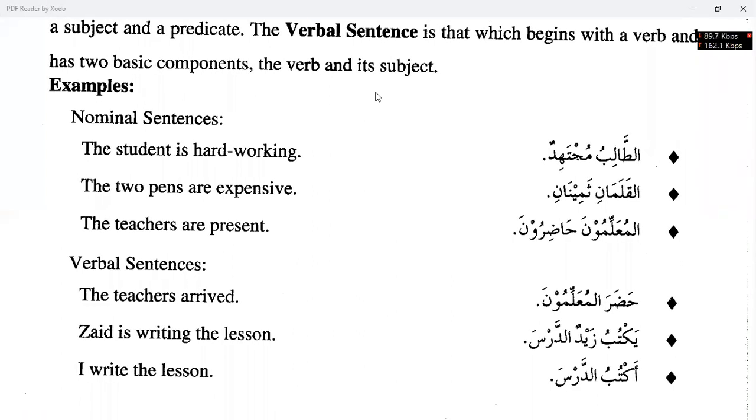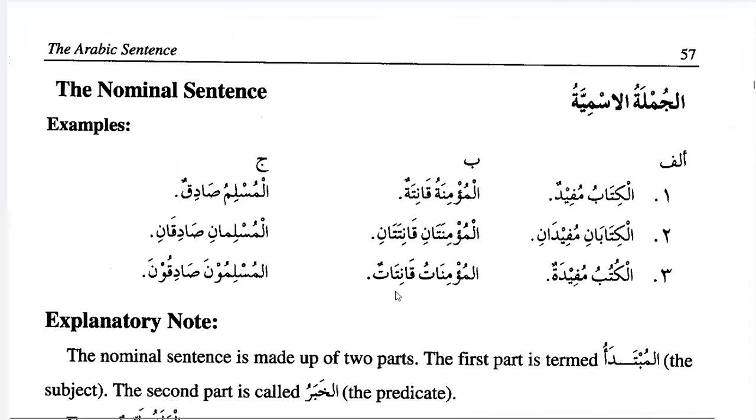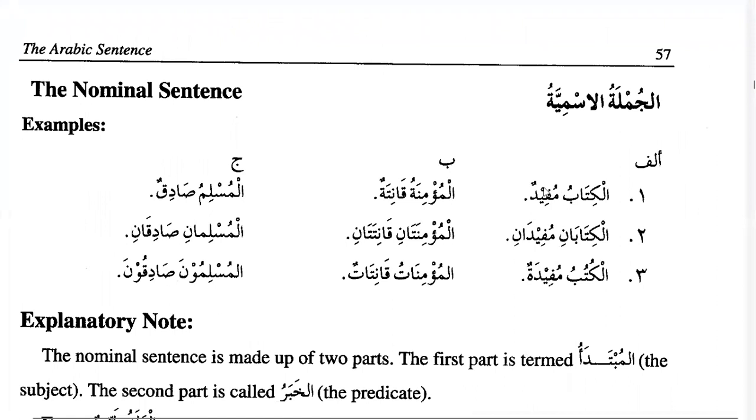Rama, what are the two parts of Jumla Ismiya? What are the two main parts of Jumla Ismiya? Mubtada and Khabar. What is Mubtada called in English? Subject. Mubtada in English is called subject. Okay. Next we have the Mufrad, Musanna, and Jama examples of Jumlatul Ismiya.